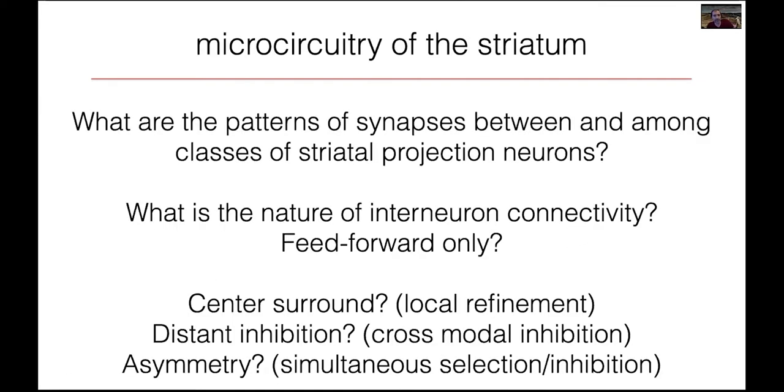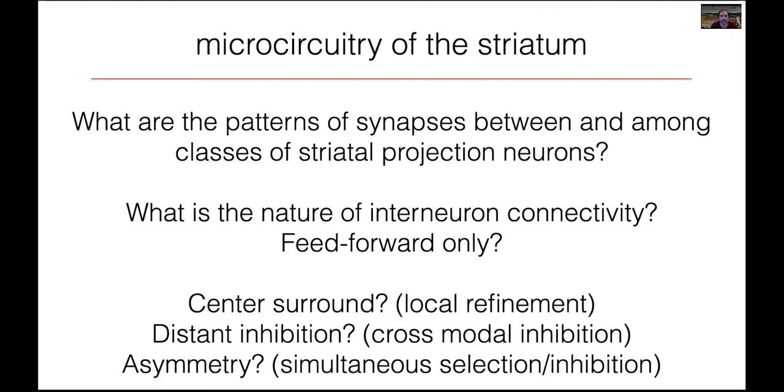So in terms of the microcircuitry of the striatum itself, we would like to understand what are the patterns of synapses that exist between and among classes of striatal projection neurons. And we'd like to understand the nature of the interneuronal connectivity. Interestingly, the striatum only has a very small population of excitatory neurons, which occurs in the cholinergic interneurons of the striatum. The rest of the cells are all inhibitory.